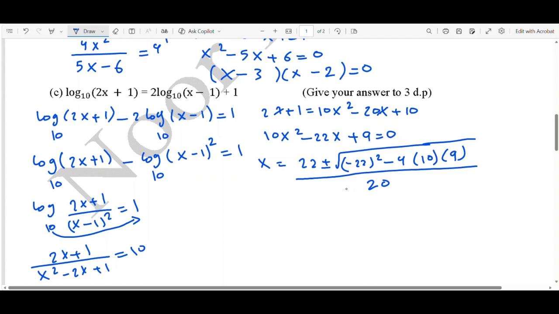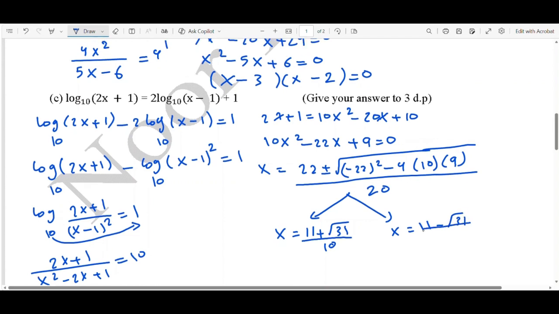I will have two answers. X equals 11 plus root 31 divided by 10. X equals 11 minus root 31 divided by 10.